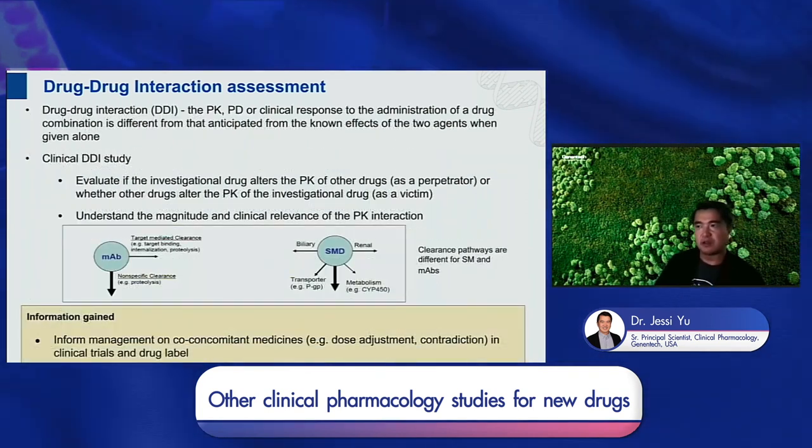So the first one is to investigate whether your drug impacts the PK of the other concomitant medicines. So this is what we call a perpetrator study. Then the second category is whether other drugs may have an impact on your drug candidate. And in this case, we typically call it a victim or substrate DDI study.